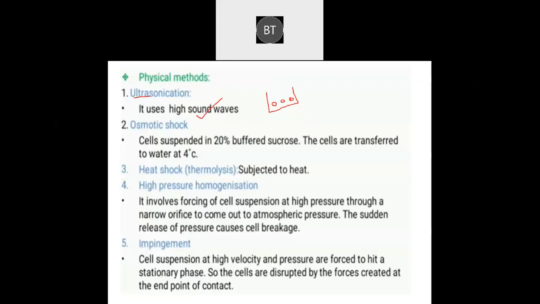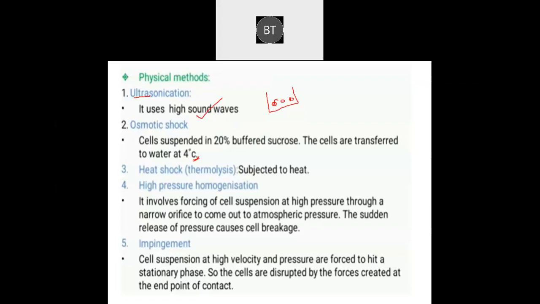So how are we going to do this? We will suspend our cell particles in 20% buffered sucrose, or you can even use glucose, and then you transfer the cells into cold water. What is the temperature? The temperature is 4 degrees centigrade. Because of the sudden change, the cells face a sudden shock, and because of this osmotic shock, you can disrupt or break the cell and release the components.